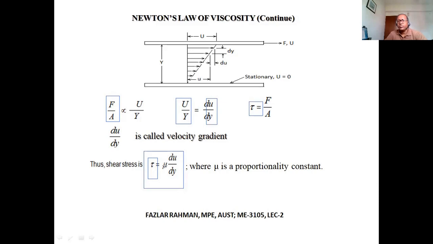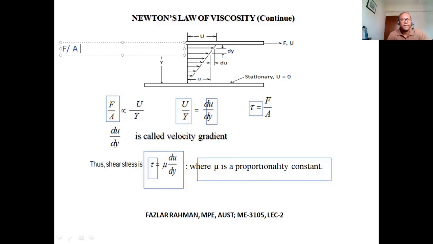Tau equal to mu du by dy. That means mu is the proportionality constant. So if you look carefully, what we are actually getting, tau, that is F by A, equal to mu, I am putting mu, that means some constant, times du by dy, or you can say mu times del u divided by del y.